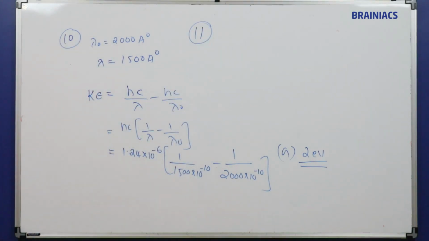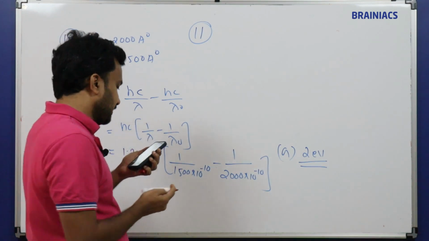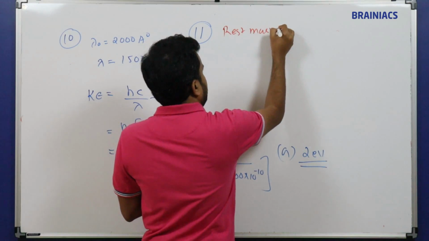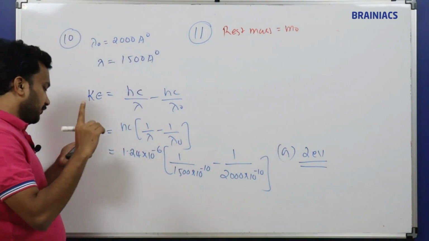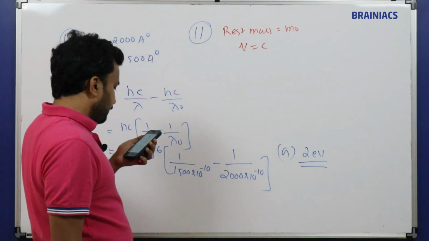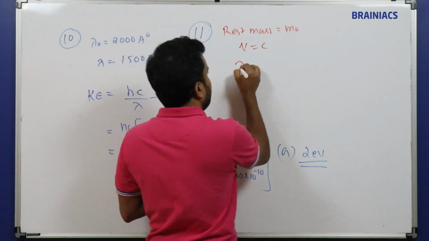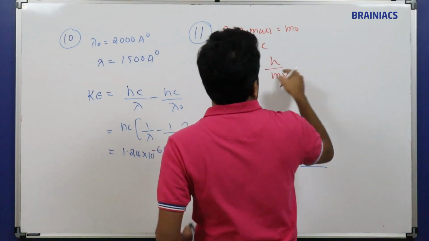Okay, let me take another color so that it will be differentiated. The 11th question. What is given? A material particle with rest mass m naught is moving with a velocity equal to the speed of light, v is equal to c. The de Broglie wavelength is lambda equal to h by mv, we know. So we have to find the mass.